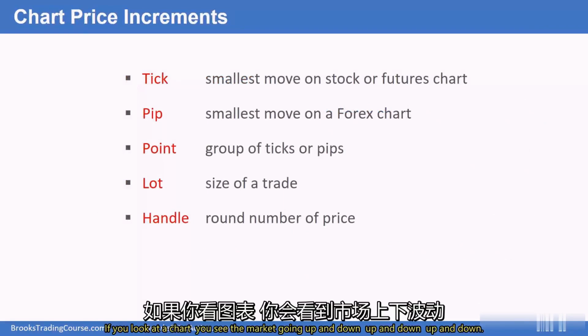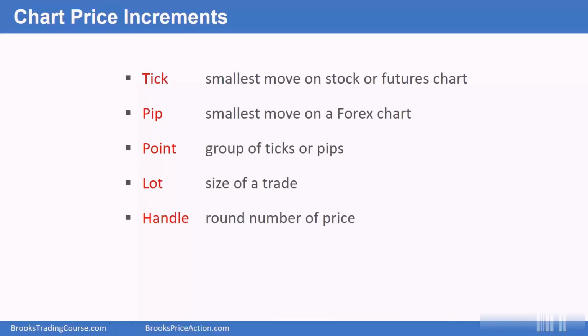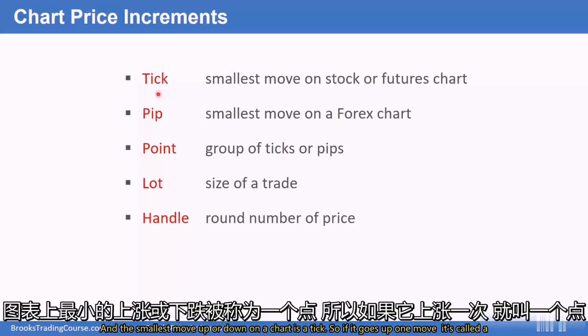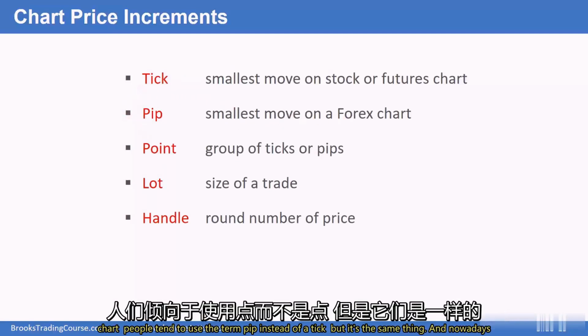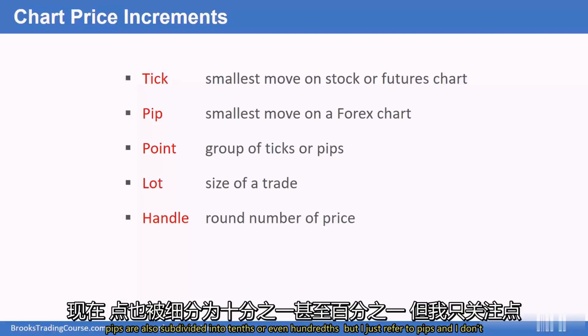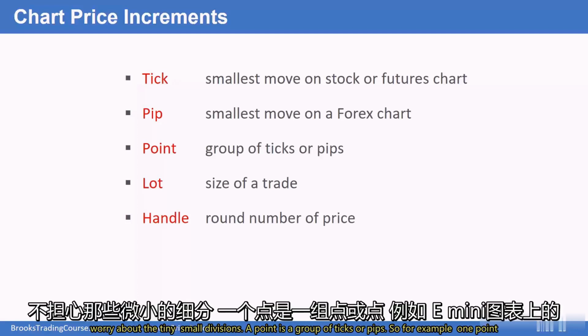If you look at a chart, you see the market going up and down, up and down, up and down. And the smallest move up or down on a chart is a tick. So if it goes up 1 move, it's called a tick. If it goes up 3 or 4, it's called 3 or 4 ticks. If you're looking at a Forex chart, people tend to use the term pip instead of a tick, but it's the same thing. And nowadays, pips are also subdivided into tenths or even hundredths, but I just refer to pips and I don't worry about the tiny, small divisions.